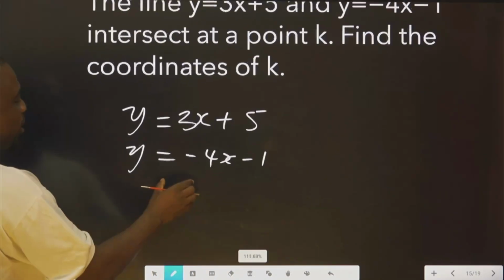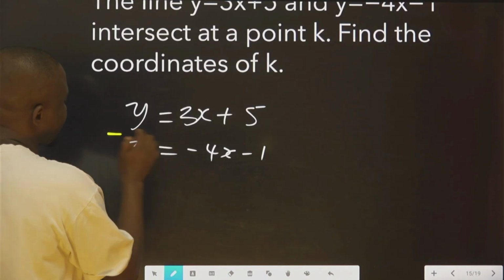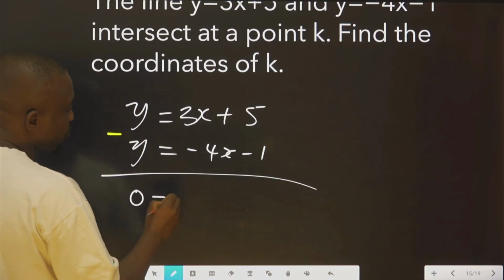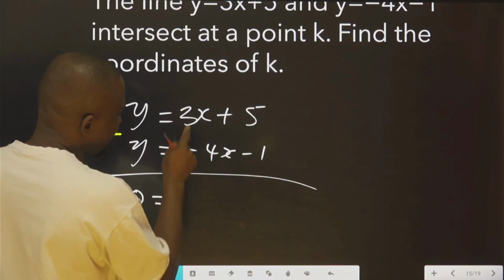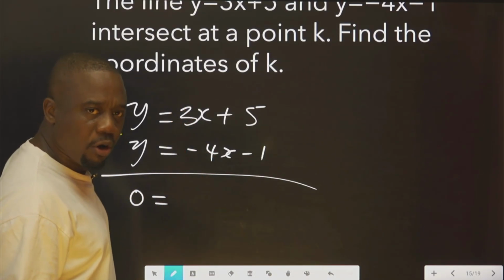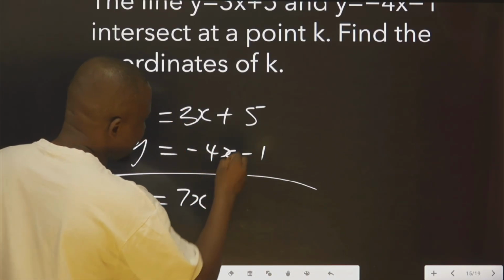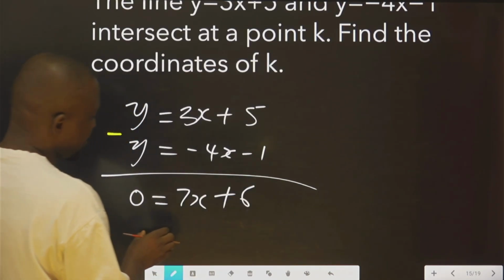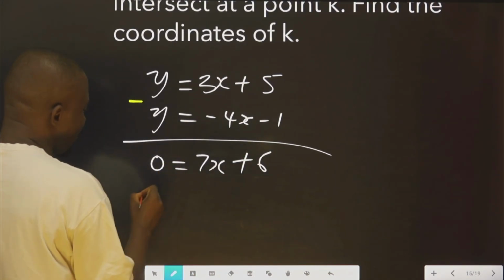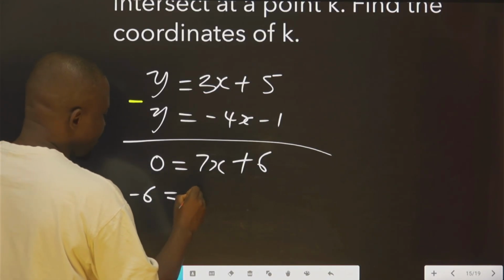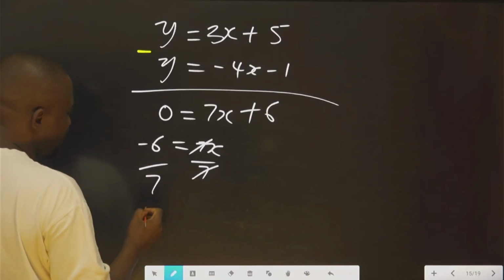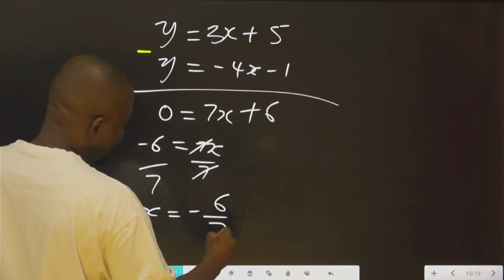Okay, for this one, just subtract. If you subtract this, you're going to have 0 equals, this will give us 3 minus minus 4, which will give us 7. That is 7x. This will give us 5 minus minus 1, which will give us 6. Okay? We move this to this side to have minus 6 equals 7x. We divide both sides by 7. x therefore equals minus 6 over 7.